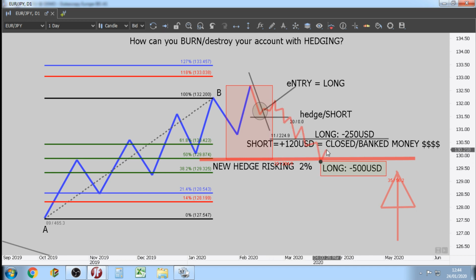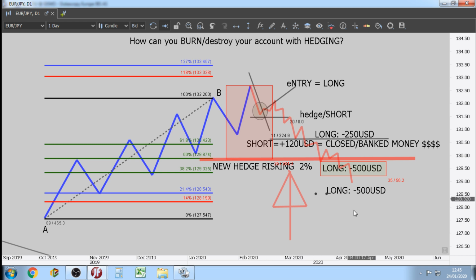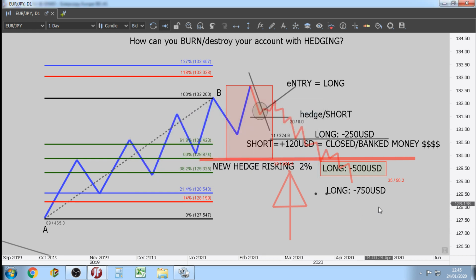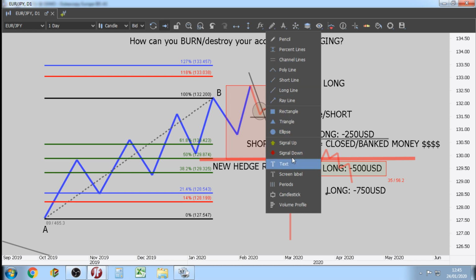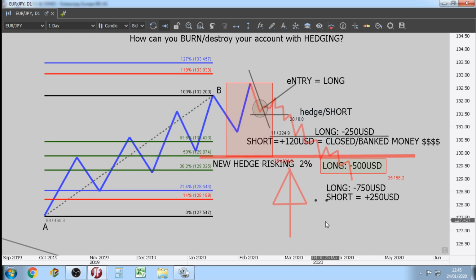The market goes up and goes down, somewhere in here. And again, it's just an example. The long trade is going to show us what? Minus, just an example, minus 750, and the short trade is going to show us, wow, plus 250, and again we are going to be happy.